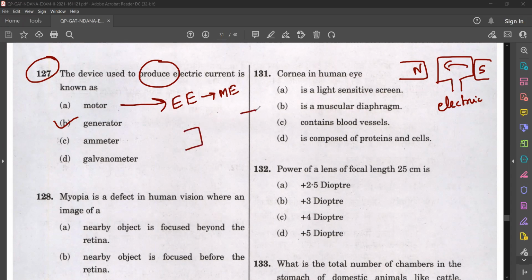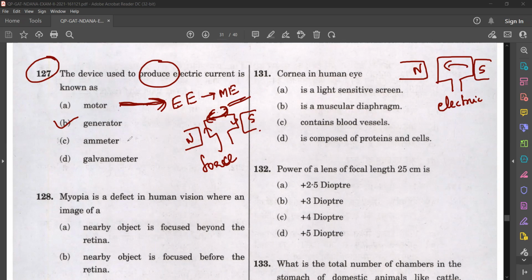So in motor, what happens? There also again we have a magnetic field. Then we keep a current carrying conductor, and this current carrying conductor is rotated. Whenever a current carrying conductor is placed in a magnetic field, it experiences a force. So the result is a force. So that's why mechanical energy. In motor, it is electrical energy to mechanical energy.